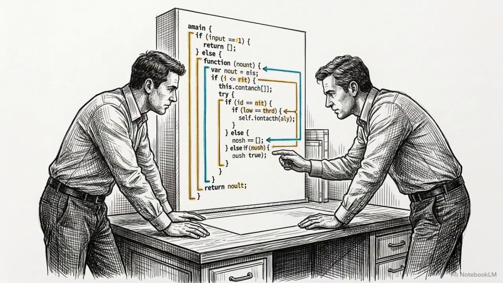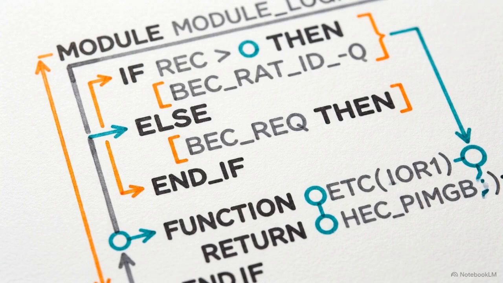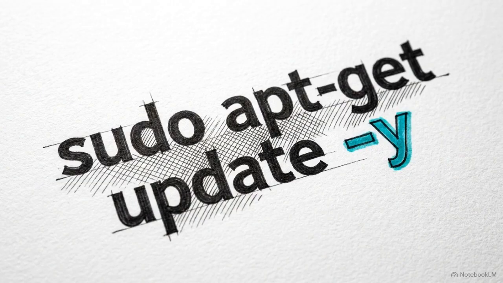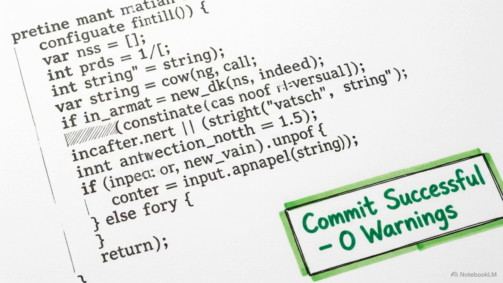Writing logic that a computer can execute is easy. Engineering is the discipline of writing code that the next human can understand. To keep code healthy, respect the two hats, take tiny steps, and always leave the code cleaner than you found it.